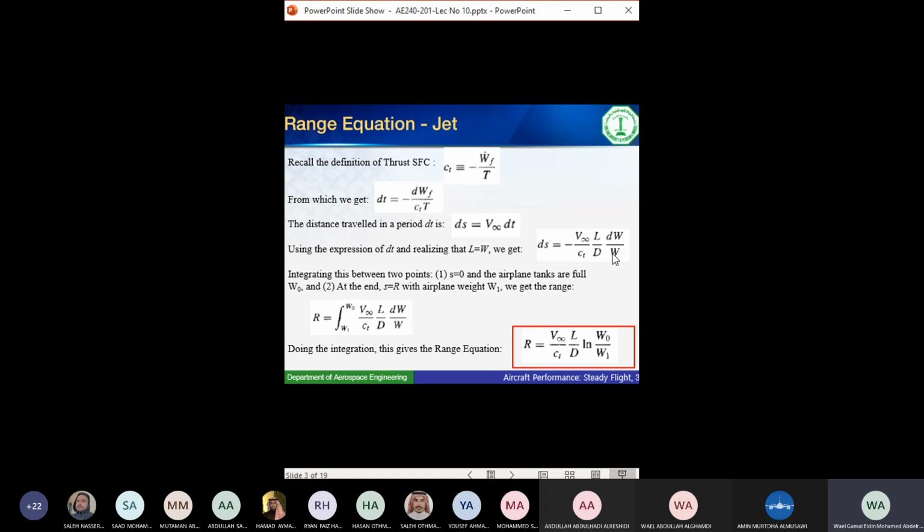And you probably realize that I replaced T with D because the thrust is equal to the drag. So T is replaced by D multiplied by L over W. I didn't change anything because they are the same. And that would be ds. So we made the range as a function of the weight of the aircraft. Here W is not the fuel weight, it's the weight of the aircraft.